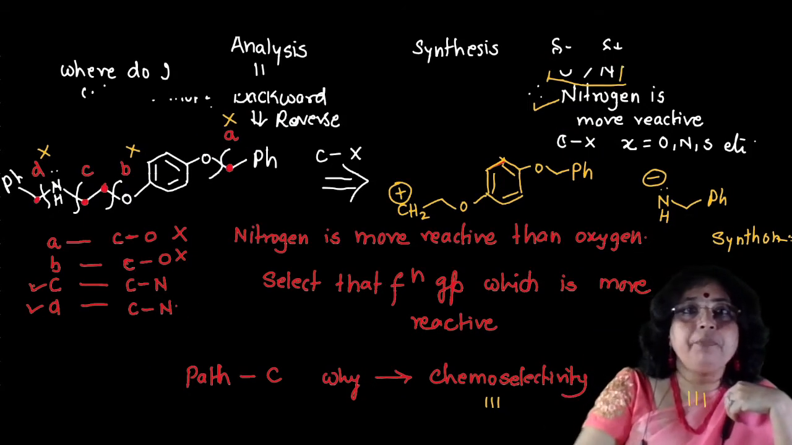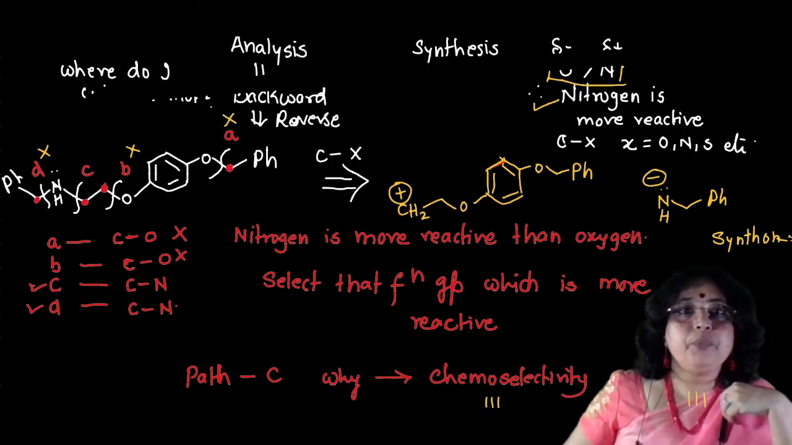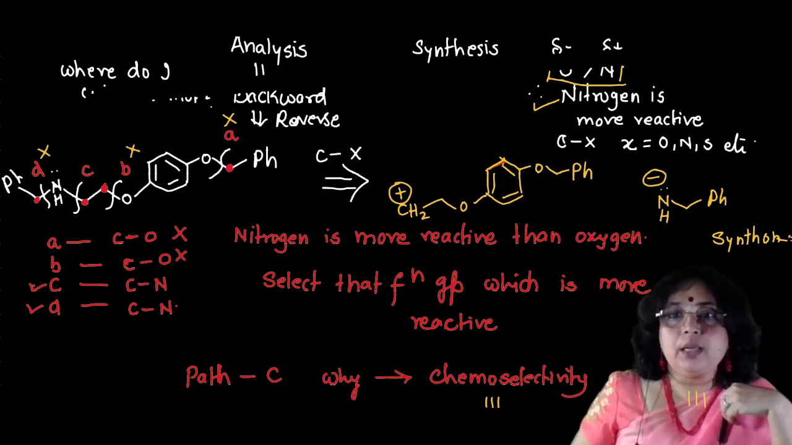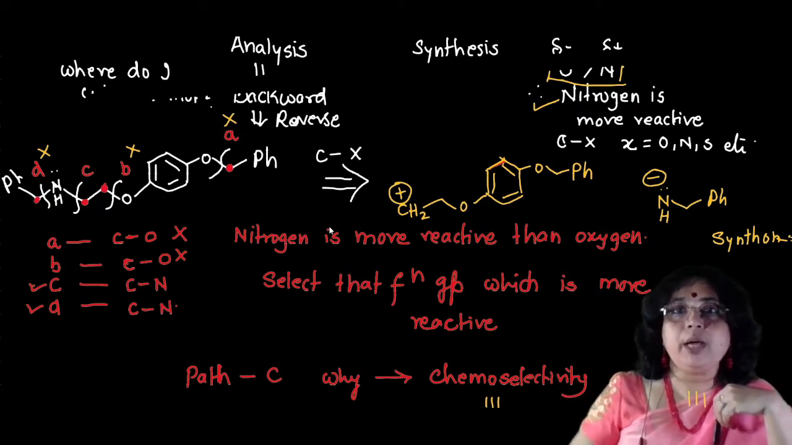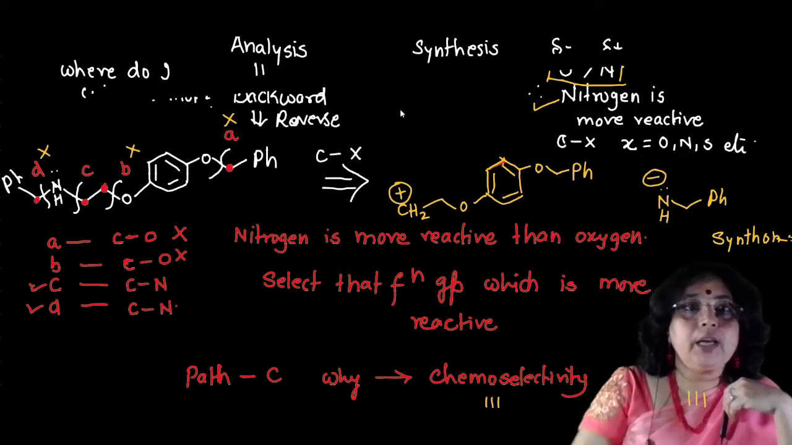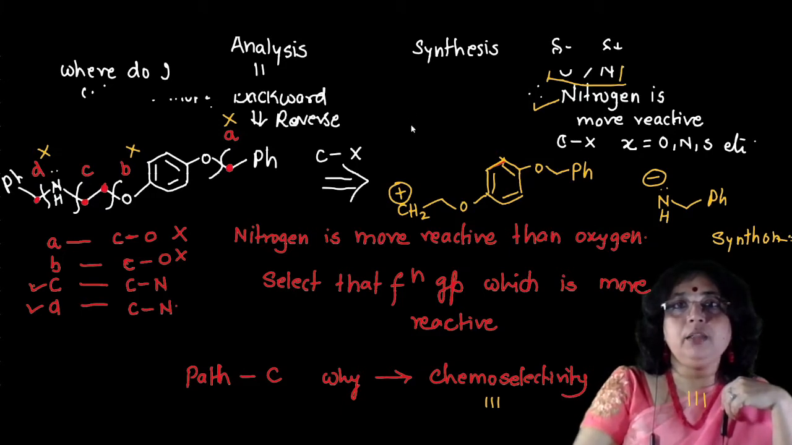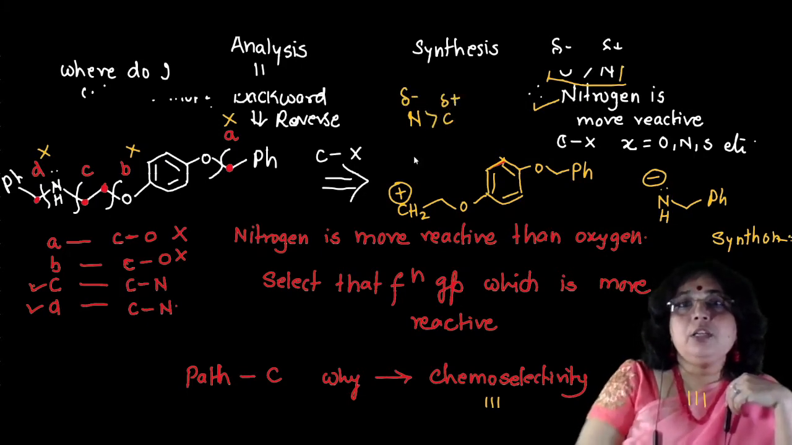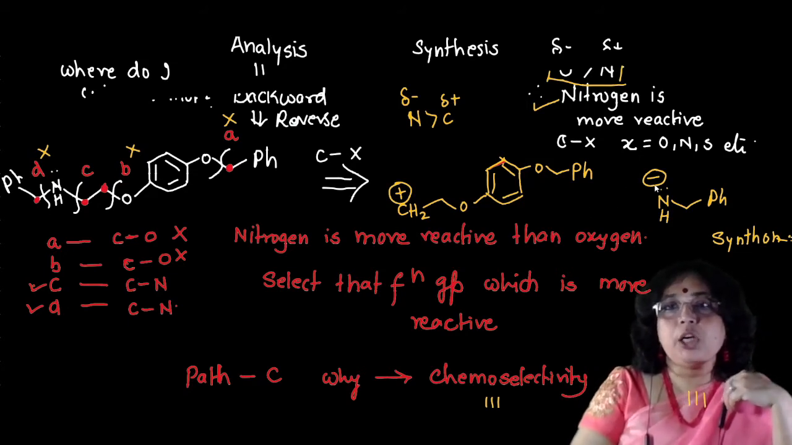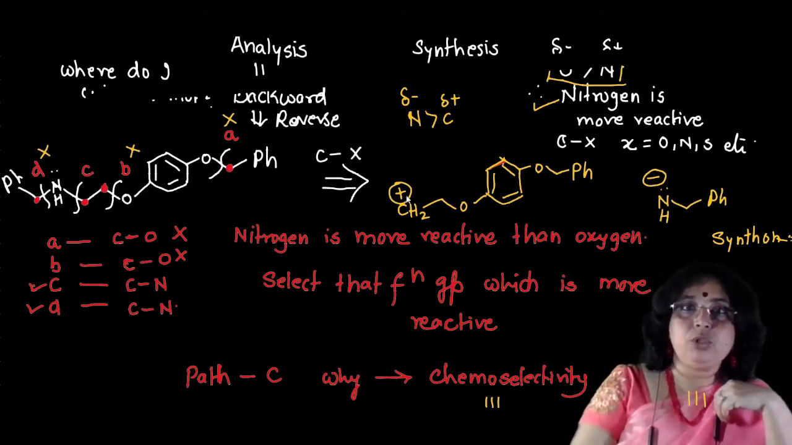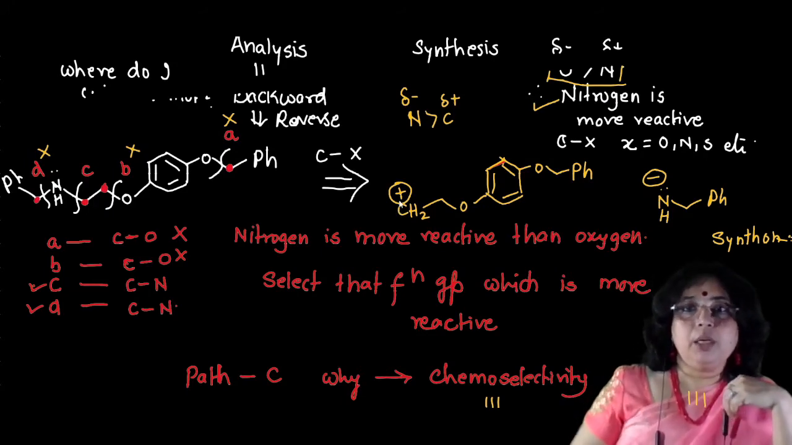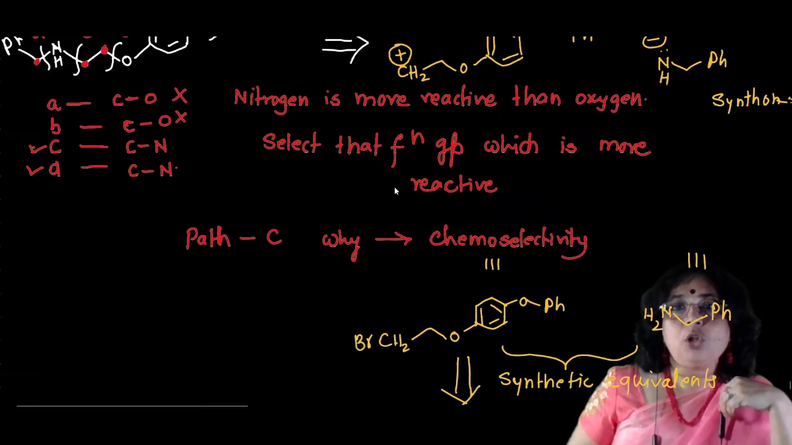And why I have put the cut over here, that is I have opted path C. The reason I have just discussed with you: if we see, this fragment possesses a positive charge and this fragment possesses a negative charge, as we know that the nitrogen is more electronegative than the carbon. All right, so that's why we have put a negative charge on the nitrogen and the positive charge on the carbon atom. Now let us see the synthons.